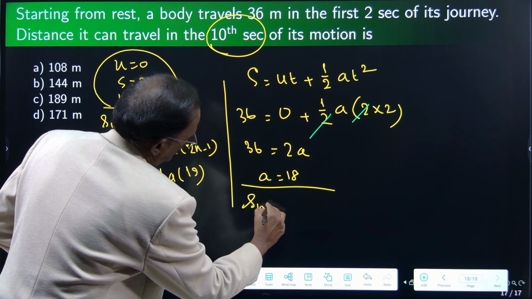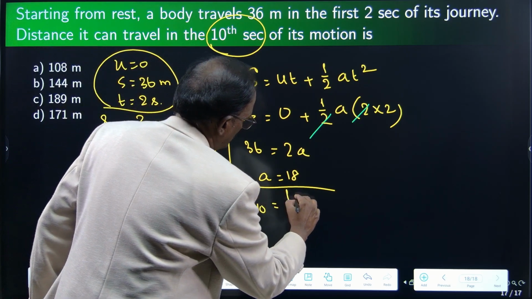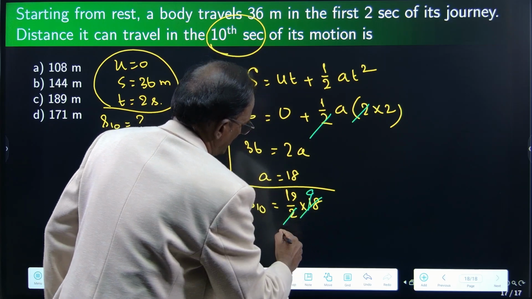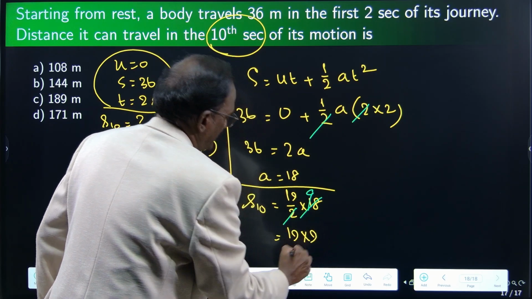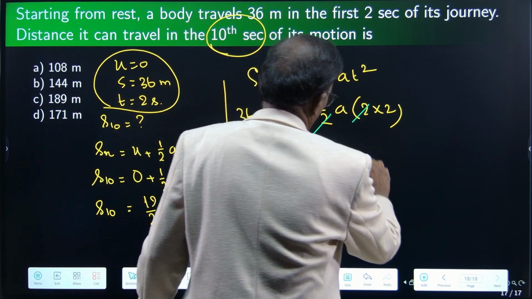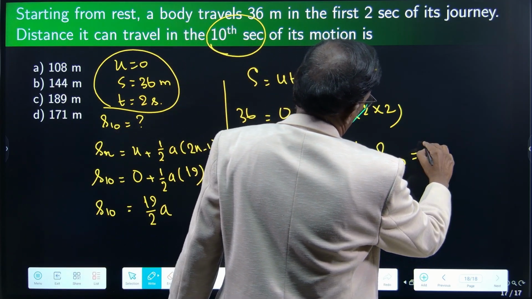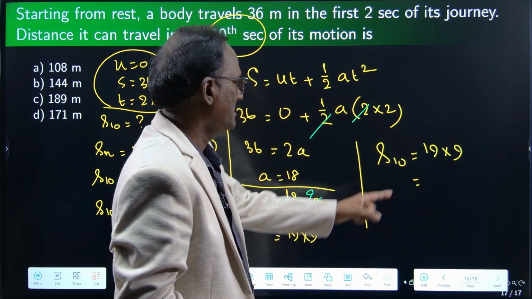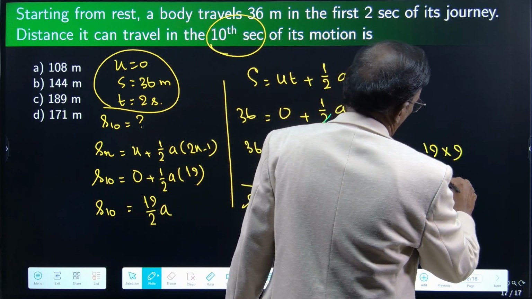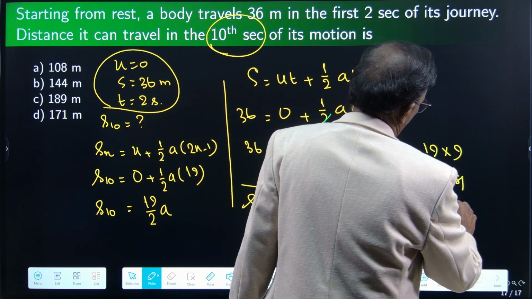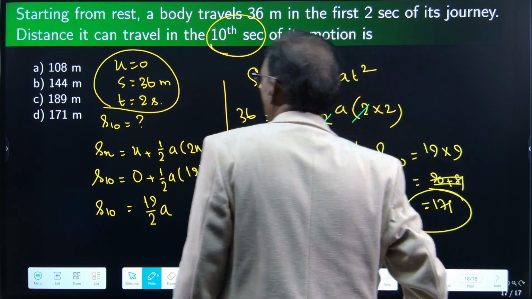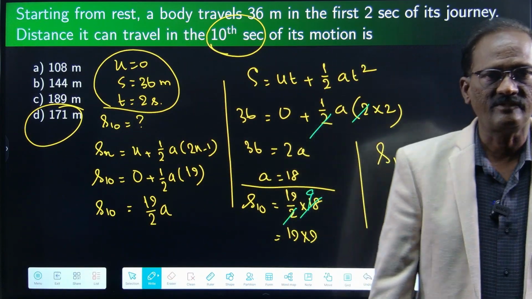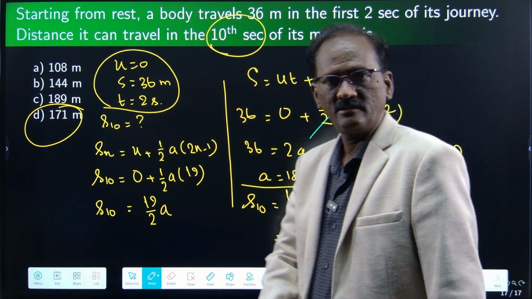This 18 is put here. S10 is equal to 19 by 2 into 18. So this becomes 9, and the answer is 19 into 9. 9 into 10 is 90, 9 into 9 is 81, and 90 plus 81 is equal to 171. So the answer is 171 meter. Option D. This is the last problem of this video lecture, guys. Thank you for watching. All the best.